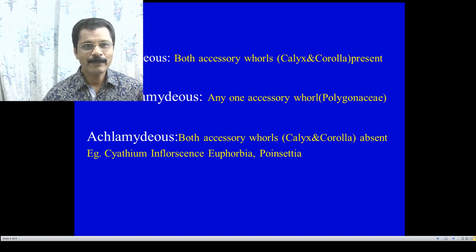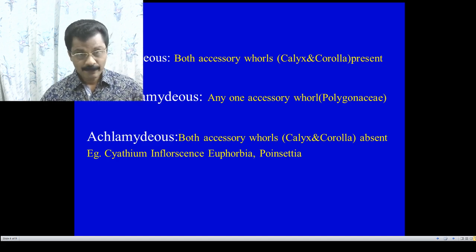Right? Dichlamydeous means both calyx and corolla present. Monochlamydeous means any one whorl is present, either calyx or corolla. Such flowers are called monochlamydeous. If both accessory whorls are absent, then it is called achlamydeous. Example, cyathium inflorescence, Euphorbia, poinsettia. Such flowers are called achlamydeous flowers. See?